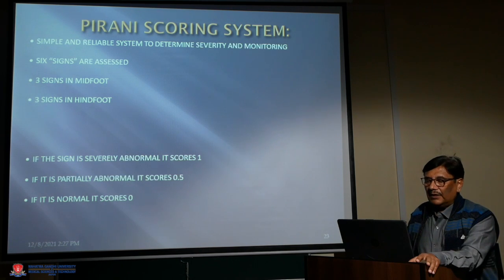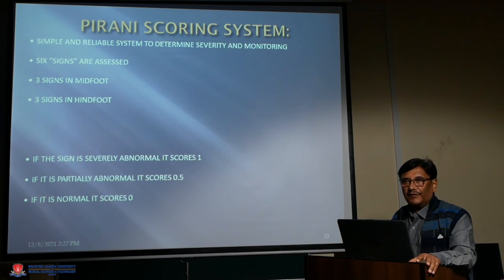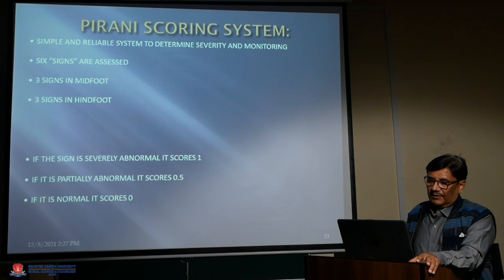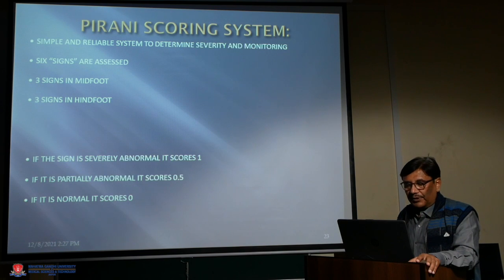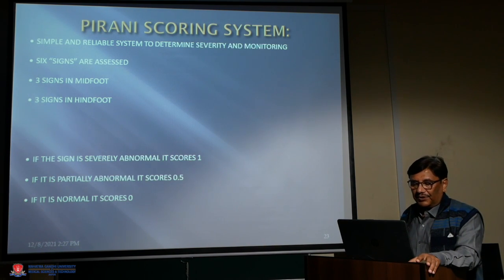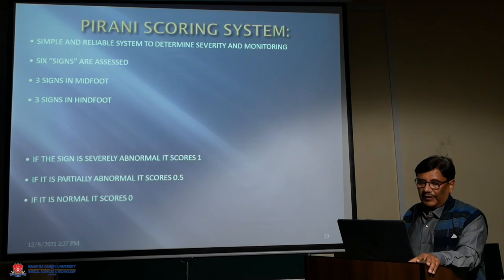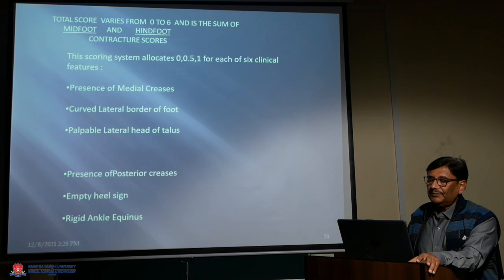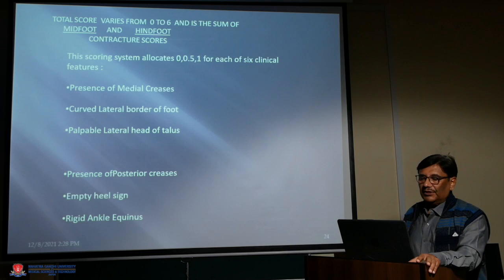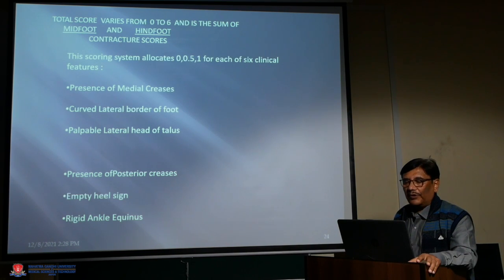So how do we score? There are 6 signs which are assessed in a clubfoot deformity. Of these 6 signs, 3 signs are in the midfoot and 3 signs are in the hindfoot. For each sign, if the sign is severe, with severe abnormality, the score is 1. If it is partially abnormal, it scores 0.5, and if it is normal, then it scores 0. So what are these 6 signs? The scoring system, as I told you, allocates 0, 0.5 and 1 for each of these 6 clinical features.